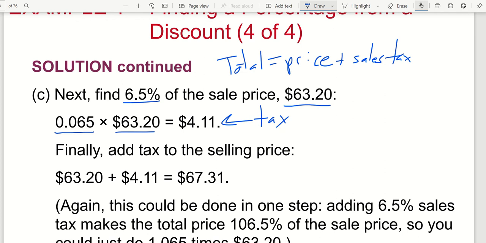So the total price of this dress is going to be the price of the dress, which is the $63.20, plus the sales tax, which is going to be $4.11, which would bring the overall total price of the dress to $67.31.